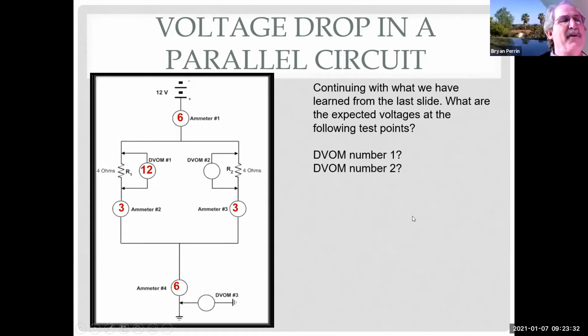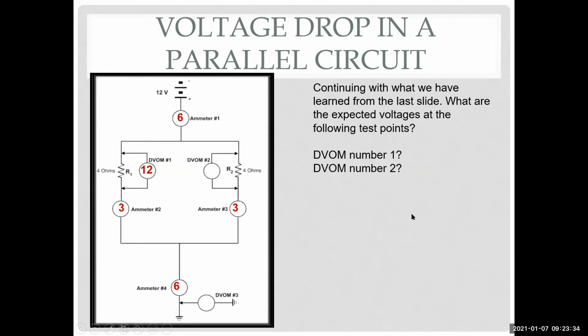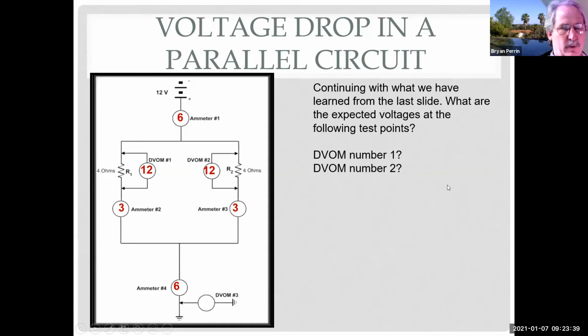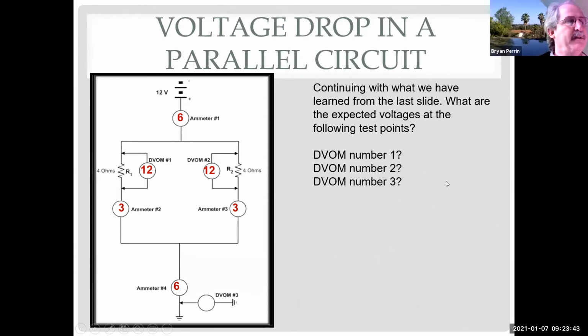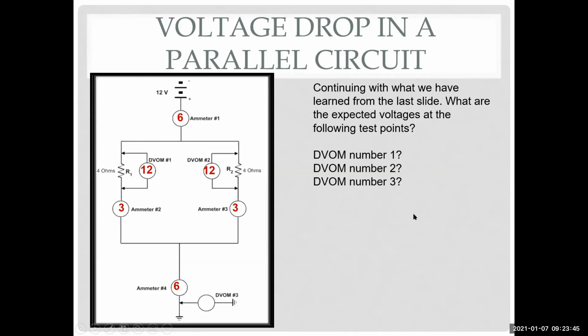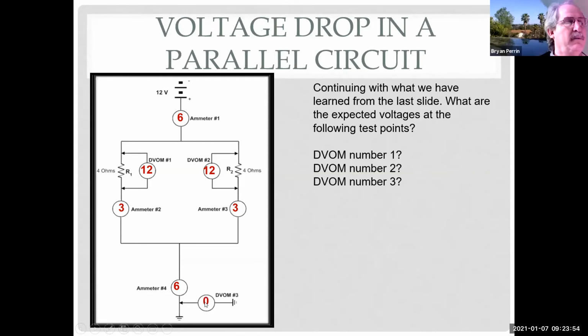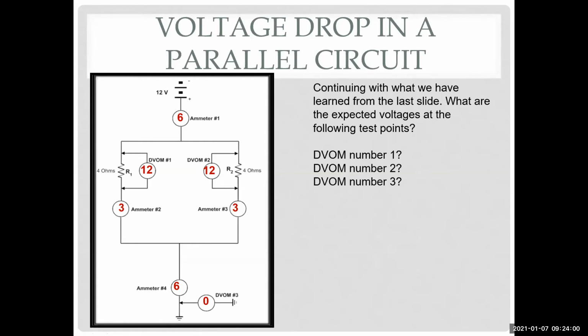Okay, so what's DVOM number 2 going to read? 12. Right? Series circuit, one load, it has to use all 12. What's DVOM number 3 going to read? Zero, because it's ground. 0 volts, right? At ground, we've already used all of our 12. We didn't get any change. So it's zero.